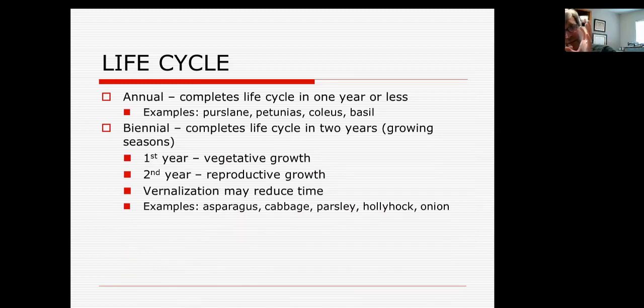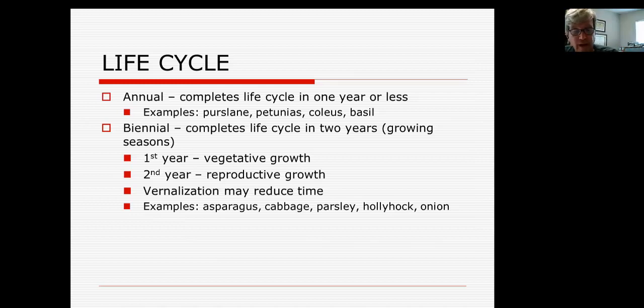We sometimes call it two different years, but you're going to have two distinct growing periods, our two growing seasons. The first year, or the first season, is all about vegetative growth. That means the plant is trying to make roots, stems, and leaves, trying to get some size to it, so it has a lot of resources available when it is time to go to flowering.